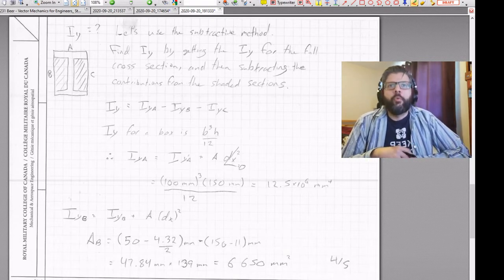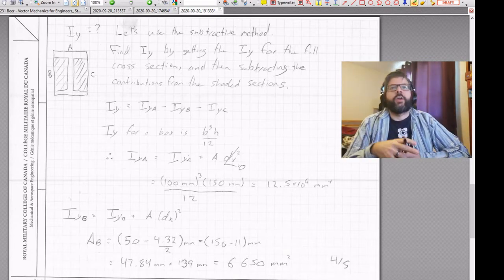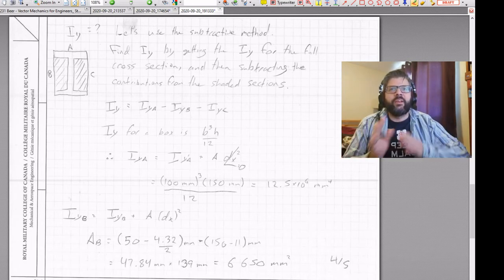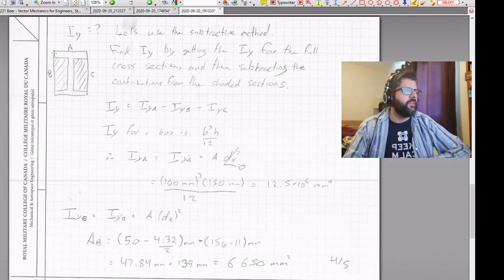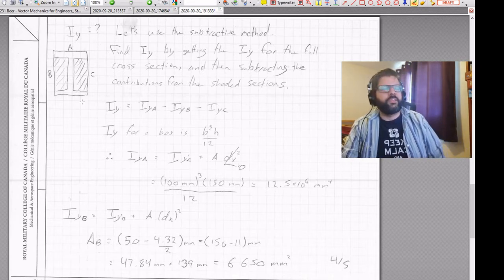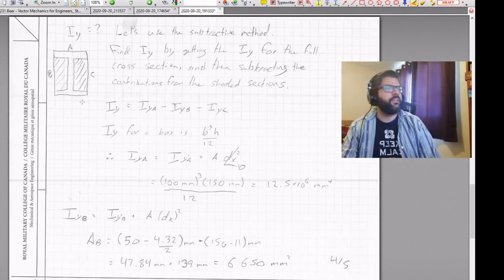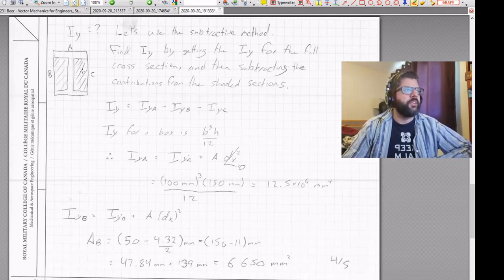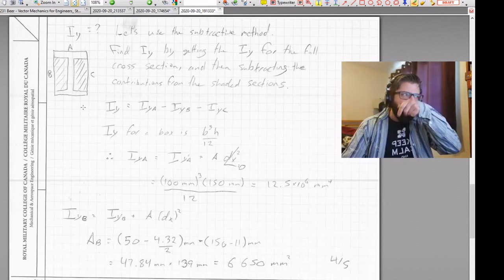So let's go for our Iy. Let's use the subtractive method here instead. We can find the Iy by finding the Iy for the entire cross section, just our 100 millimeters and our 150 millimeters, as if we had a solid steel rectangle with a cross section like that, and then subtract the contributions from these two shaded sections.